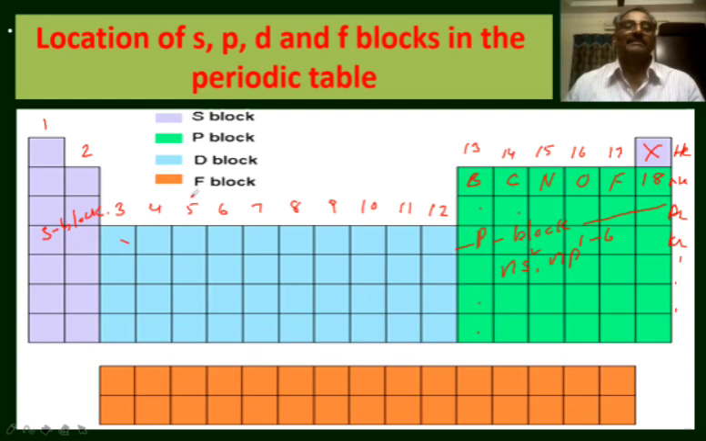The d block elements are present in 4th period, 5th period, 6th period, and 7th period only. There are no d block elements in the 1st, 2nd, and 3rd periods.